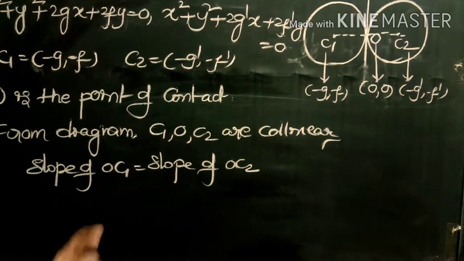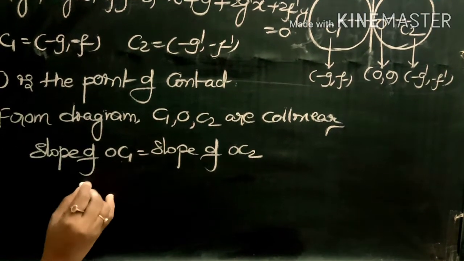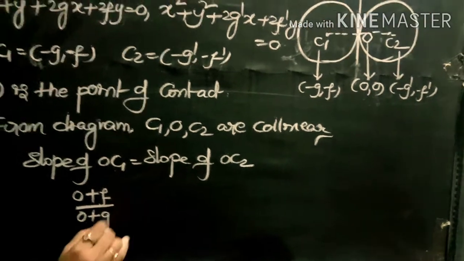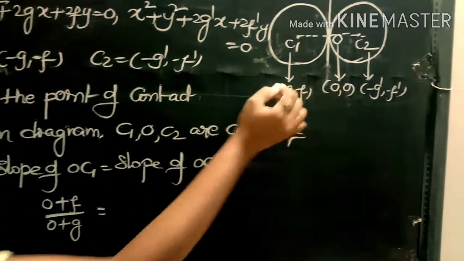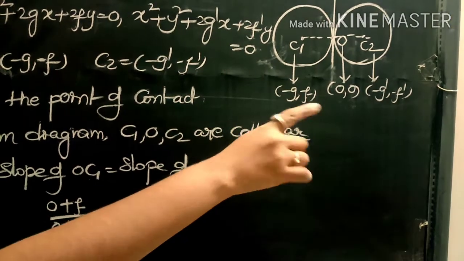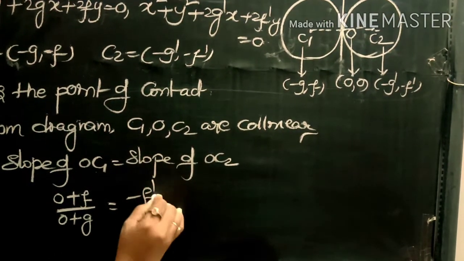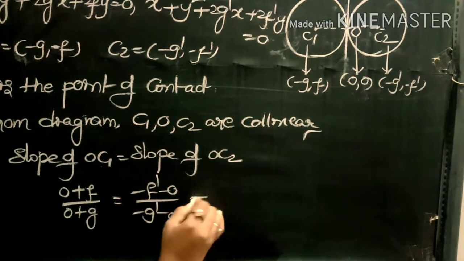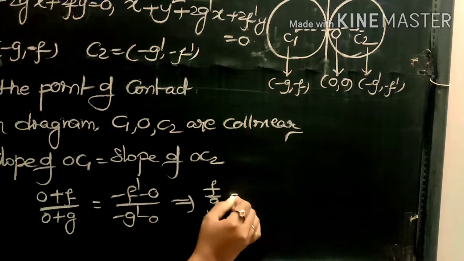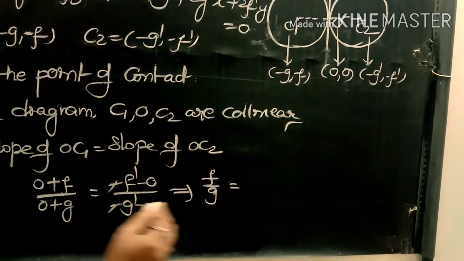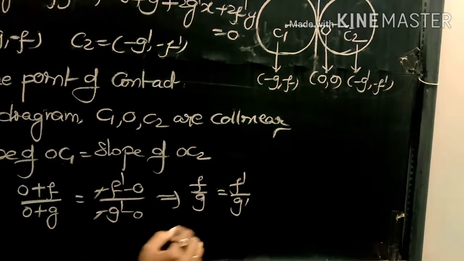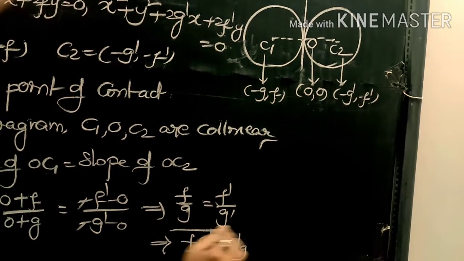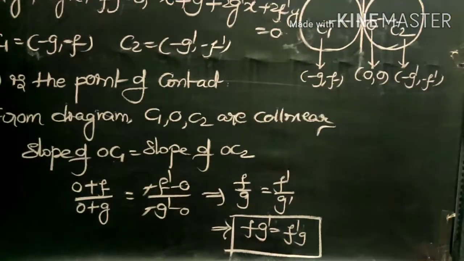Slope of OC1, with O = (0, 0), is (0 − (−f))/(0 − (−g)) = f/g, using (y2 − y1)/(x2 − x1), and this equals the slope of OC2. Again applying the same formula, (−f' − 0)/(−g' − 0) = f'/g'. This implies f/g = f'/g'. Now by cross multiplication we get fg' = f'g. That is the required answer. That's all.